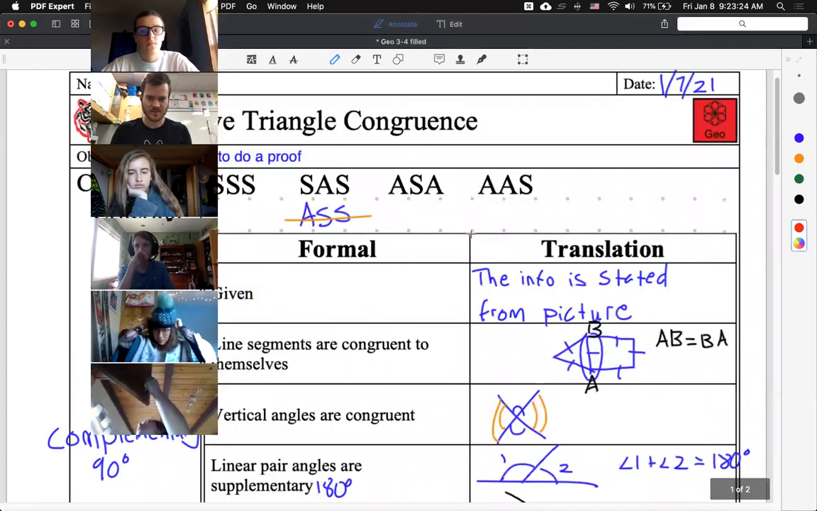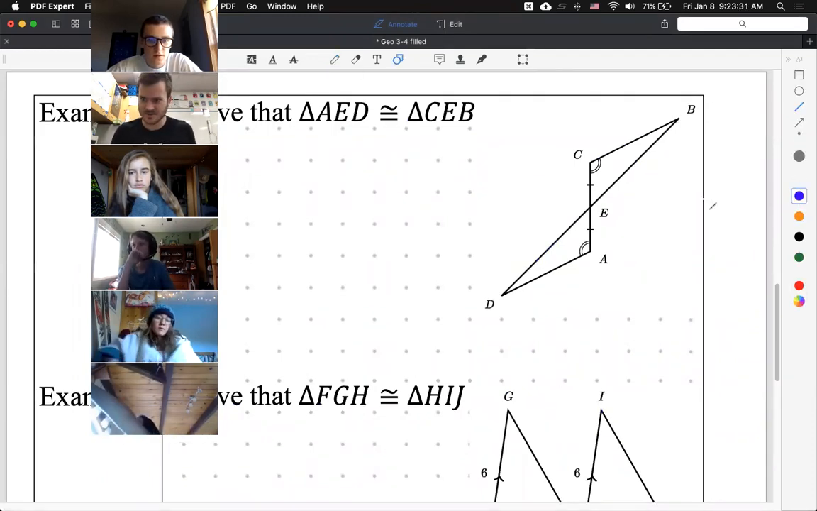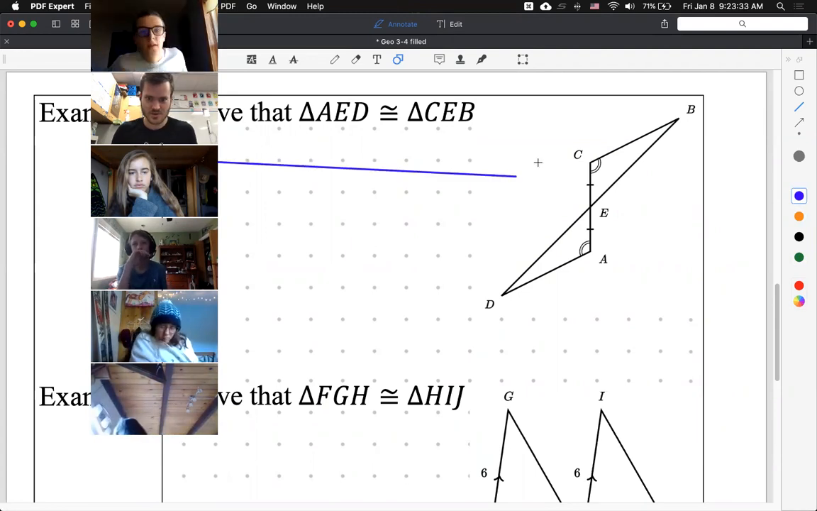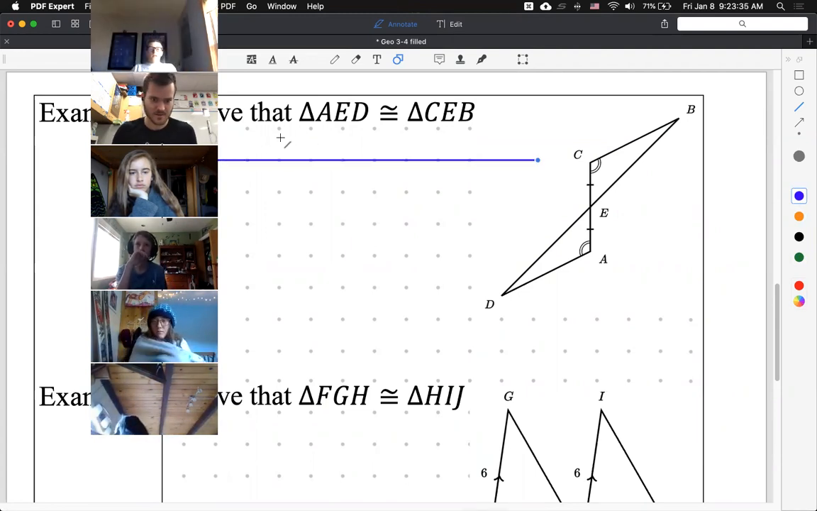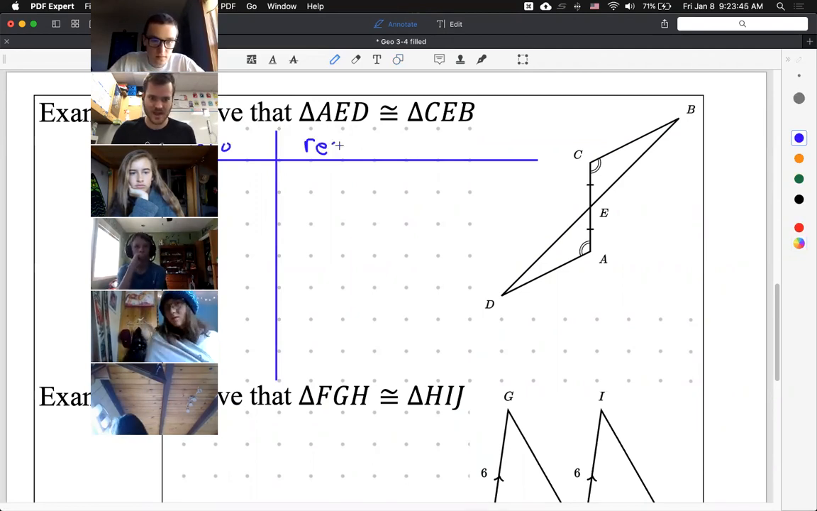Let's go through example number 2. So again, it's going to be a 2-column proof. Let me set up my 2 columns here. I need a little bit more room on the right-hand side because I know my reasons are kind of long. Again, you want the information that you're stating, but you have to have a reason behind every single one. R-E-A-S-O-N, it's the full reason.